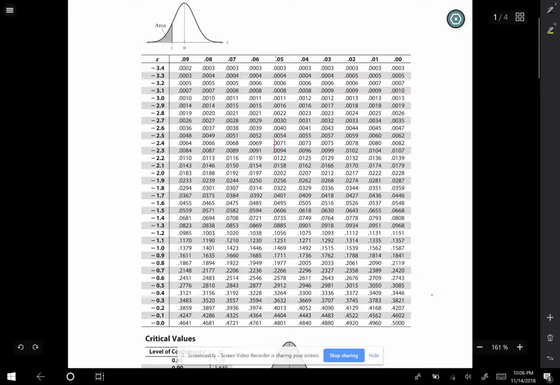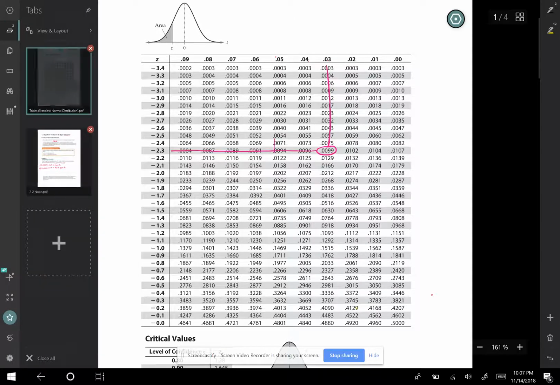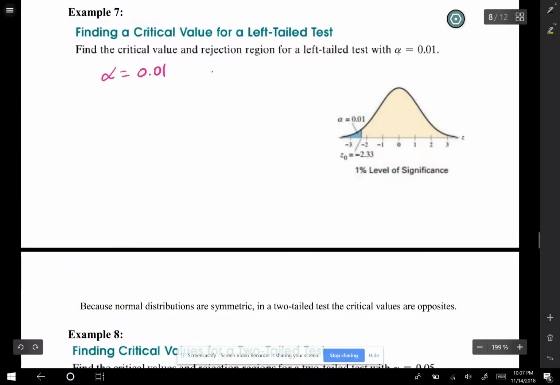Here I see 0.0099 and then 0.0102. That's just one away, and that would be 2 away. So this one's going to be the closest. 0.0099 is the closest to 0.01. So you come over here and up here to get our value. It'd be negative 2.33. So for this one, our critical value z sub 0 would be negative 2.33.